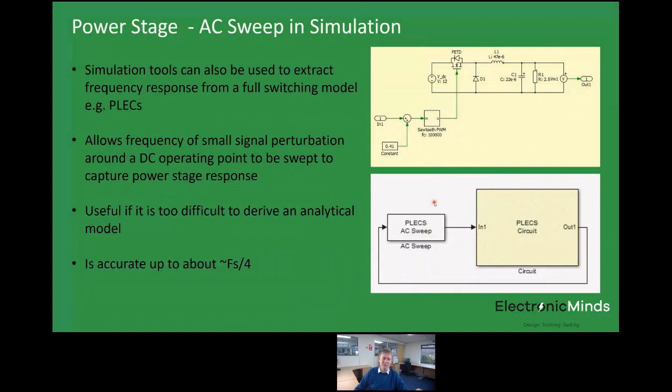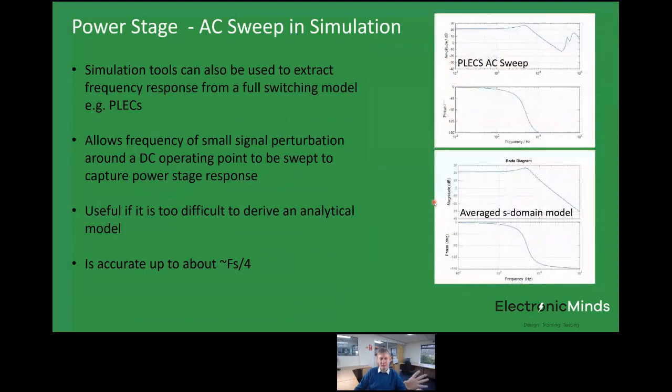It works okay. We found up to about 1/4 of the switching frequency, and then it starts to fall apart. But if I show you the comparison between that analytical model and the simulation model, you can see that actually it's very useful. So the plot at the top of the screen here shows the results from that automated sweep in Plex, which is actually a full switching model of the system.